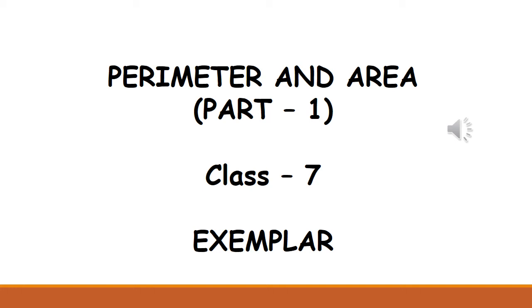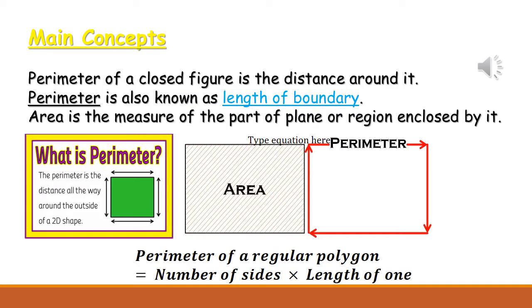Good morning, students. Today we'll be starting a new chapter, perimeter and area. We'll be continuing doing sums from the NCERT exemplar book. Let us first learn about the key concepts. Now, what is perimeter? Perimeter of a closed figure is the distance around it.